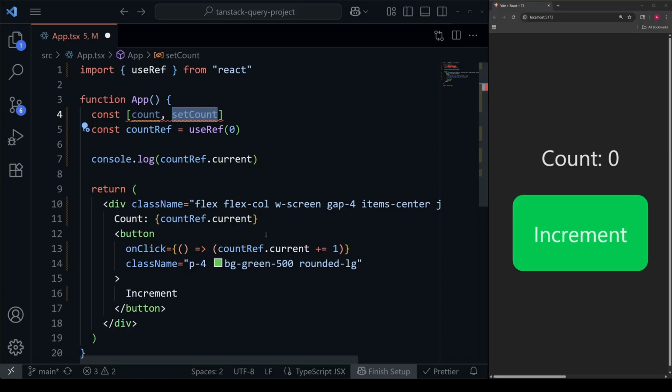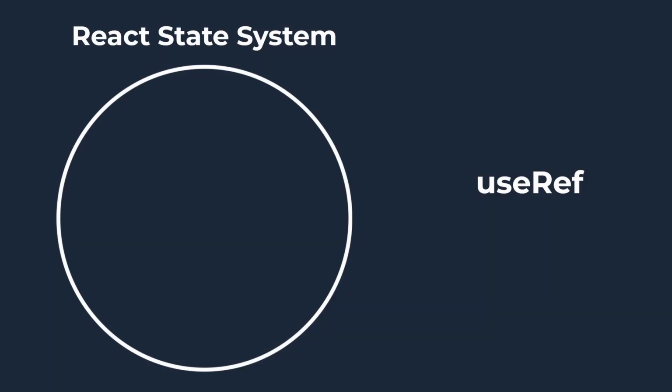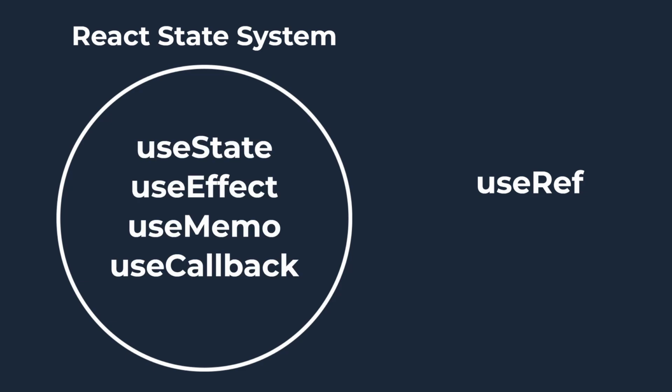First of all, this implies that refs live outside of React's rendering cycle. Inside, you have many hooks like useState, useEffect, useMemo, but React does not care when a ref changes, meaning it lives completely outside of the state system.